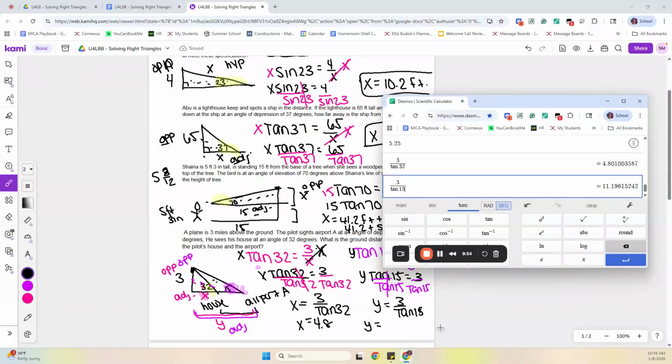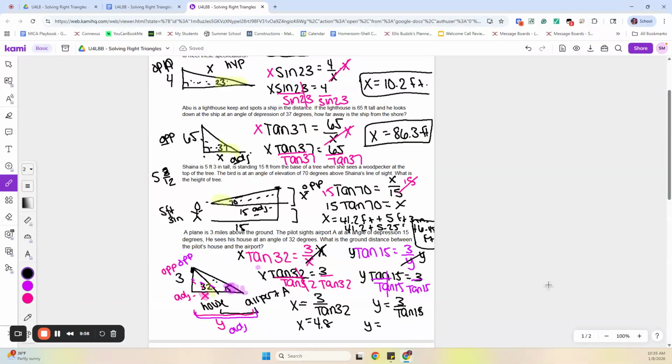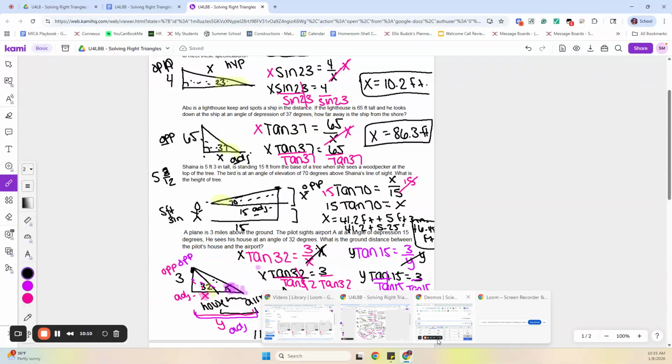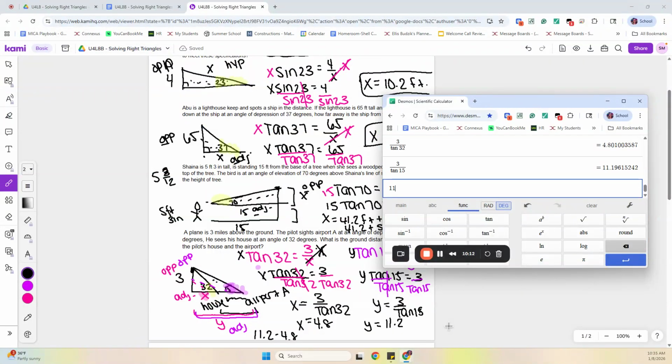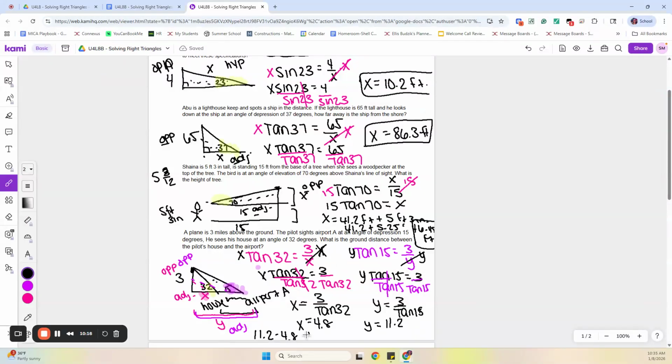So then what we're going to do is take our y value minus our x value to find just this portion over here, which is what we're looking for. So 11.2 minus 4.8 gives us 6.4. So 6.4 miles would be our answer.